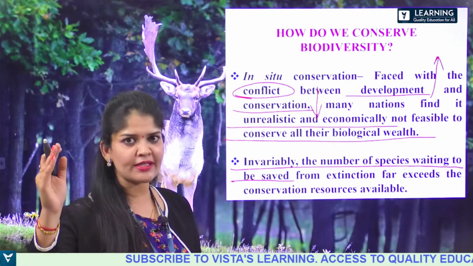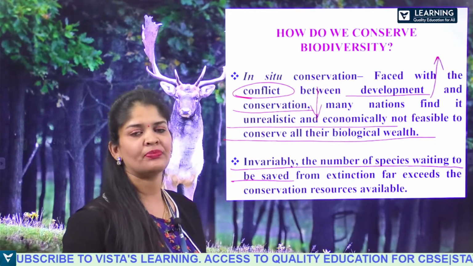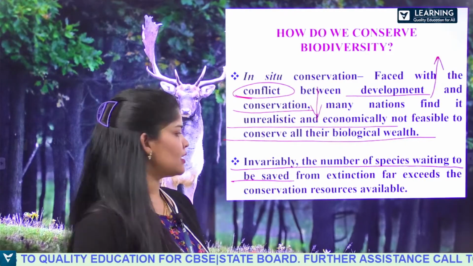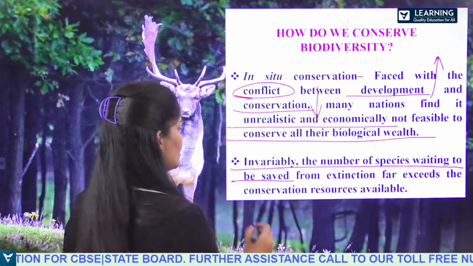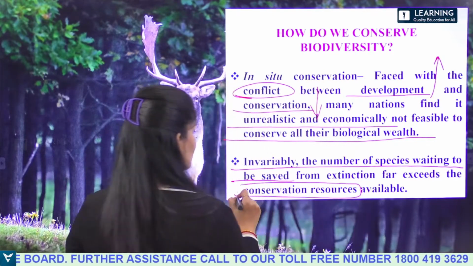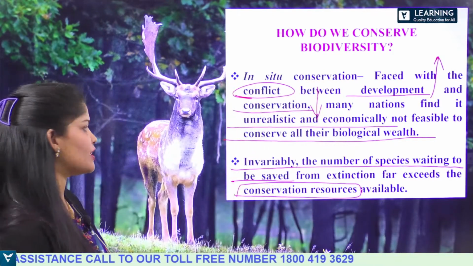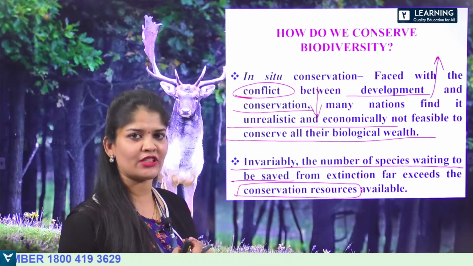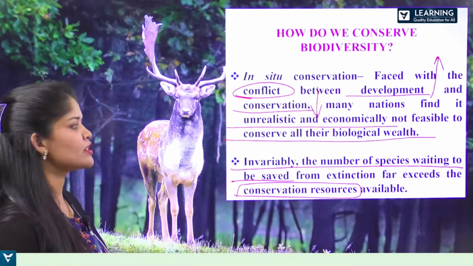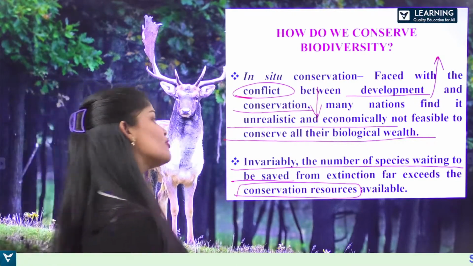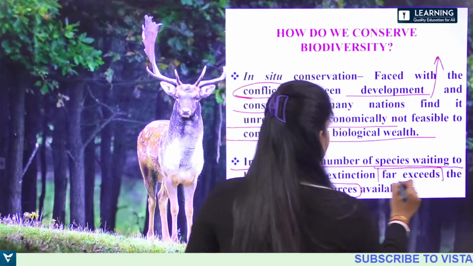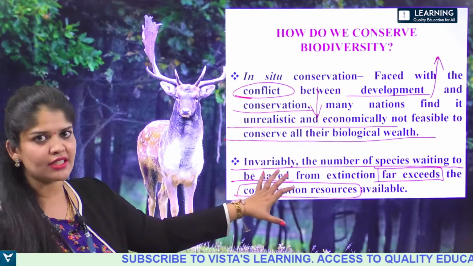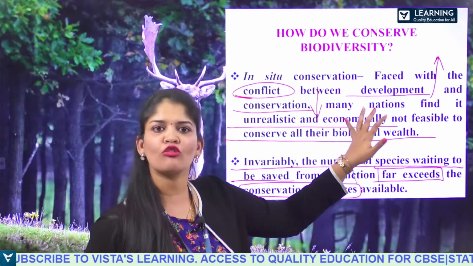That means all these species will come in the endangered list and the threatened list, and we have very few conservation resources to save all the species which are very close to extinction and waiting to be saved. So invariably, the number of species waiting to be saved from extinction very far exceeds the conservation resources that are available. So practically, it is unrealistic, and it is also economically not feasible.